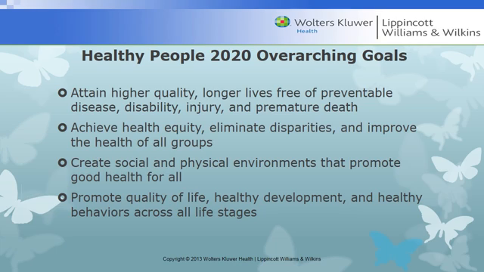Healthy People 2020 also has developed overarching goals. The first is to attain higher quality, longer lives free of preventable disease, disability, injury, and premature death. The second is to achieve health equity, eliminate disparities, and improve the health of all groups. The third is to create social and physical environments that promote good health for all. And then the last one is to promote quality of life, healthy development, and healthy behaviors across all life stages.